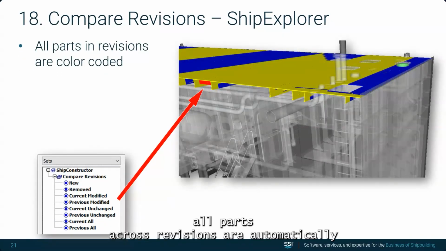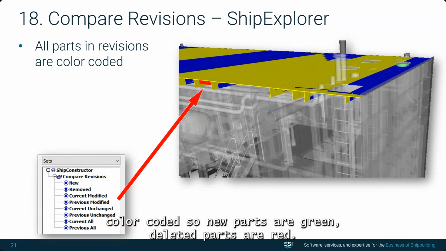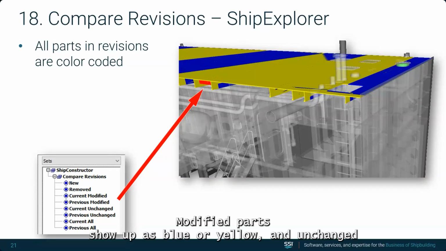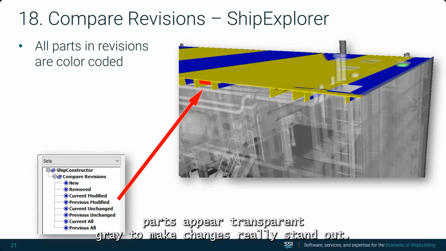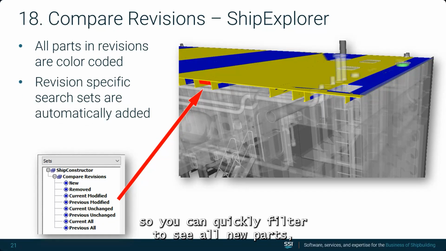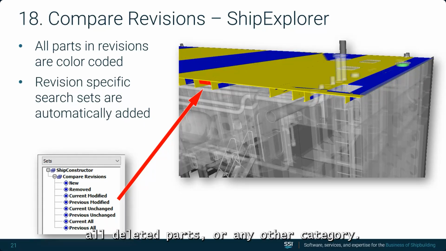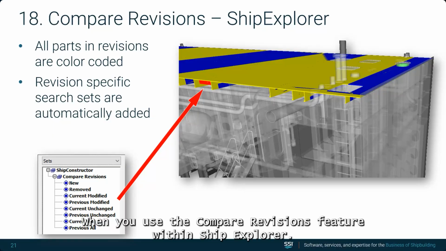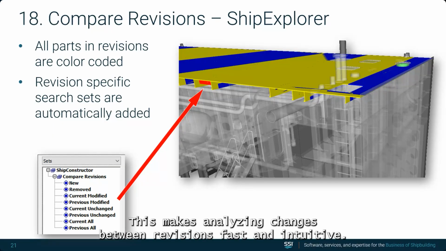All parts across revisions are automatically color coded. So new parts are green, deleted parts are red, modified parts show up as blue or yellow, and unchanged parts appear transparent gray to make changes really stand out. So revision specific search sets are also automatically created so you can quickly filter to see all new parts, all deleted parts, or any other category when you use the compare revisions feature within Ship Explorer. This makes analyzing changes between revisions fast and intuitive.